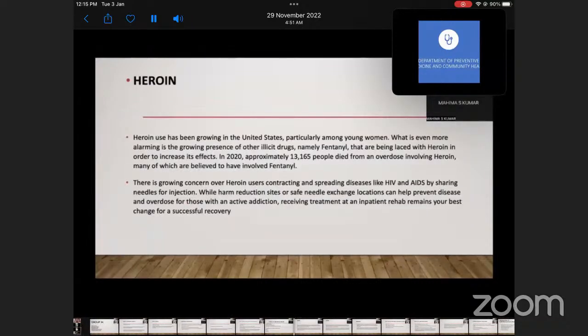Heroin. Heroin use has been growing in the US, and it's even more alarming because it is now laced with other drugs like phenytoin to elicit its effects. Due to this, approximately 13,165 people died because of the lacing of heroin with phenytoin. There is a growing concern over heroin users contracting and spreading diseases like HIV and AIDS by sharing needles for injection. While harm reduction sites or safe needle exchange locations can help prevent diseases and overdose for those with active addiction, receiving treatment at an inpatient rehabilitation center remains your best chance for any successful recovery.